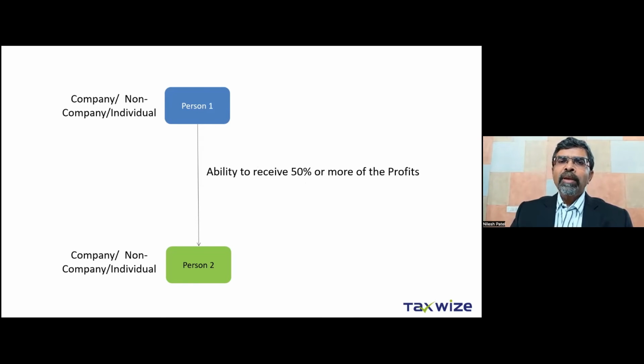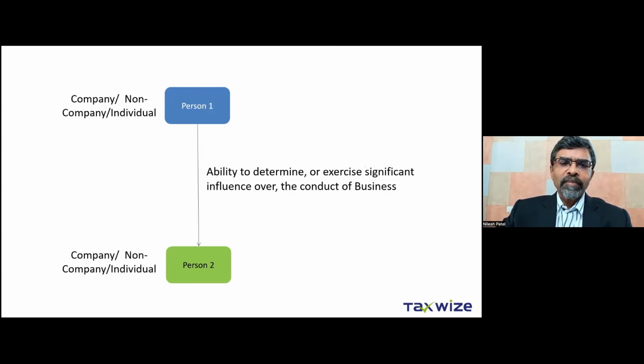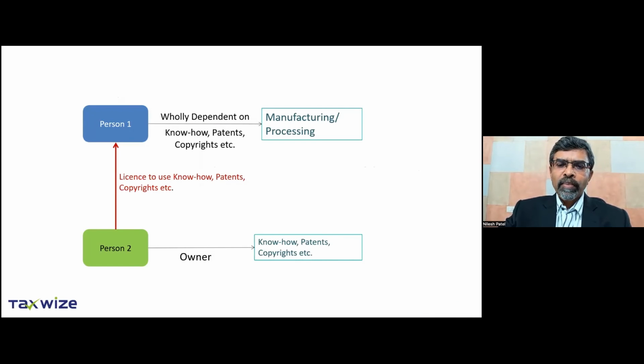Third criteria is the first person has the ability to receive 50% or more of the profits of the second person. This can happen in all the three scenarios: company, non-company, or individuals. This is an important criteria, the fourth criteria. The first person has the ability to determine or exercise significant influence over the conduct of business of the second person. What is meant by that fourth criteria?